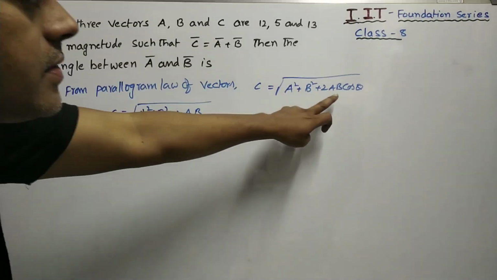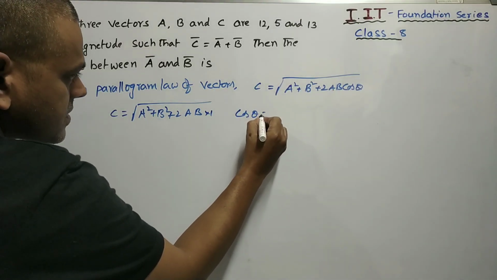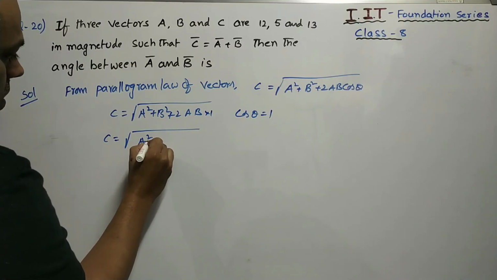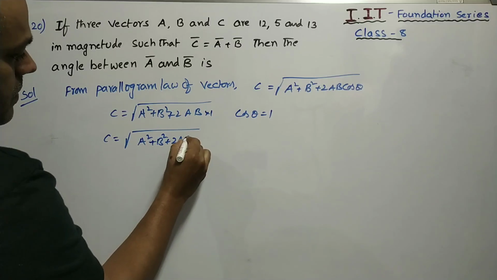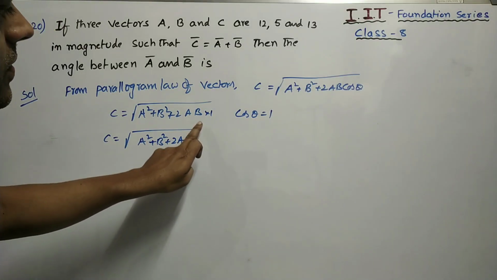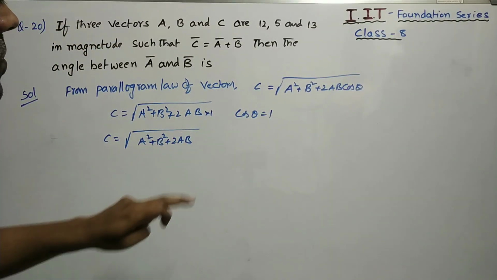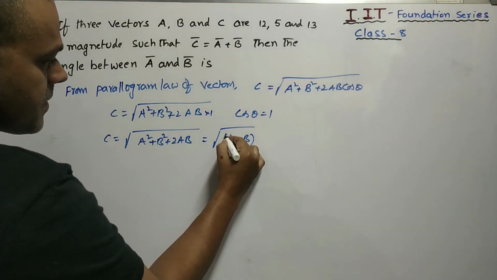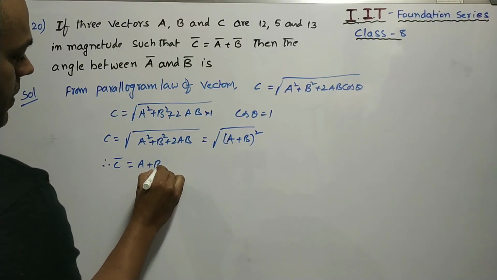Okay, so if you see, C is equal to root over a square plus b square plus 2ab when cos theta is equal to 1. That means C is equal to root over a square plus b square plus 2ab, because cos theta equals 1. That may be written as a plus b whole square, isn't it? Therefore C bar is equal to a plus b, simply.